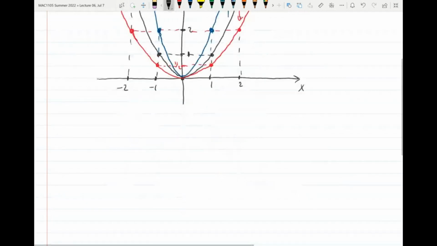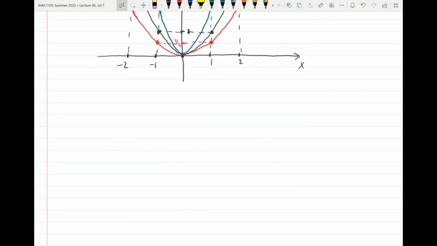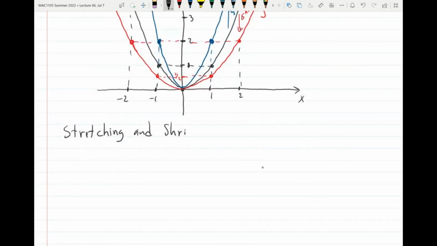All right, so let me write it down and then do our examples. So stretches and shrinking. So stretching and shrinking. Shrinking, sometimes we also call it compression, okay? It could be also compressing the graph.